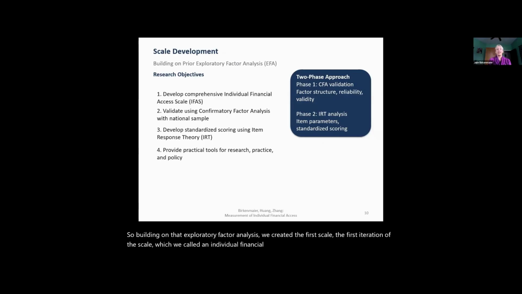And we conducted a national data collection process, created a data set, and we are now working toward these next steps. This is using confirmatory factor analysis to validate the factor structure and examine the reliability and validity of the scale. And then in the second phase, using item response theory analysis to develop a standardized scoring method. And then, of course, moving into discussing how the scale has practical applications for research and practice, and also has policy implications as well.